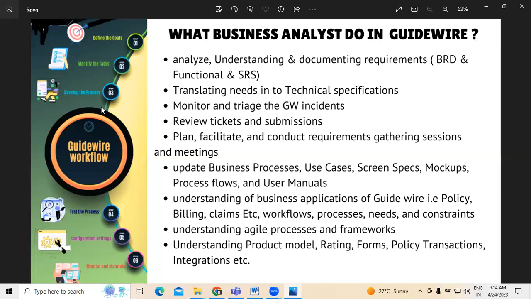So business analyst in reference to Guidewire is not completely relating to the three. Some people look for a Guidewire PolicyCenter related BA, some people may require billing related, some people may require claims related, right? So this is where roles and responsibilities will vary, and it will be more even.